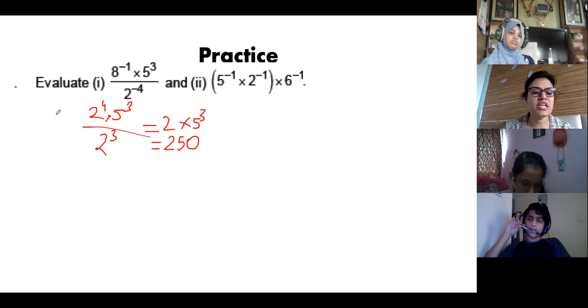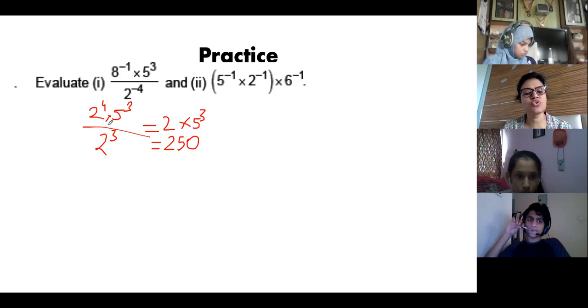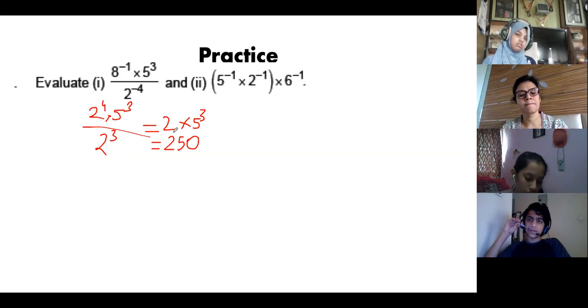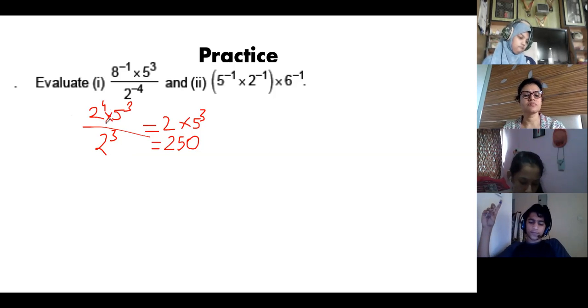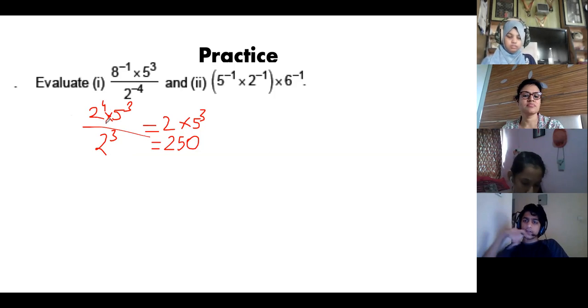Or you can cancel out, you can write 2 into 2 into 2 into 2, upon 2 into 2 into 2. Cancel 3 2's, you are left with one 2. Ma'am, I didn't do it this way. Which way did you do? I found 2 raised to 4 first, which is 16. I did 16 into 125 upon 8. I cancelled 8 and 16 first, and then I got the answer 2 into 125.